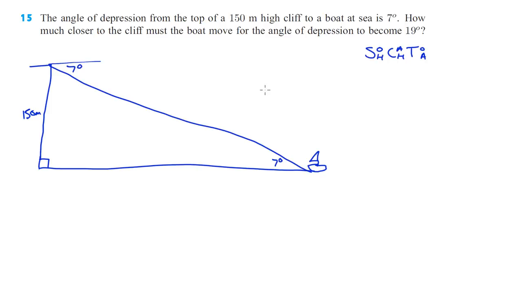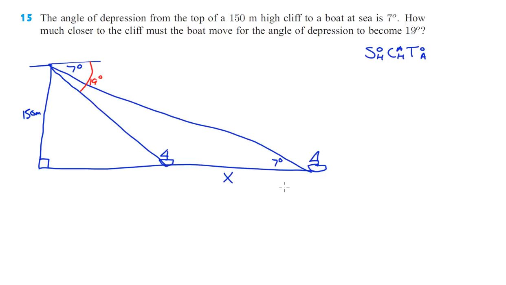How much closer to the cliff must the boat move for the angle of depression to become 19? So then the angle of depression is going to have to be 19. So that's where the boat's going to have to move to, this spot here. From here to here is then 19 degrees. It says how much closer to the cliff must the boat move for the angle of depression to become 19. So what we want to figure out is this distance right here.